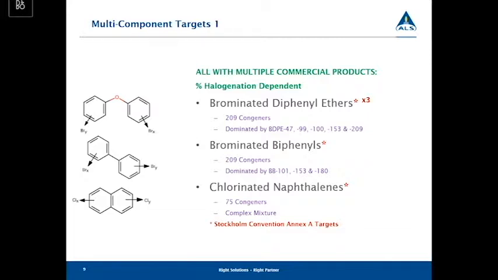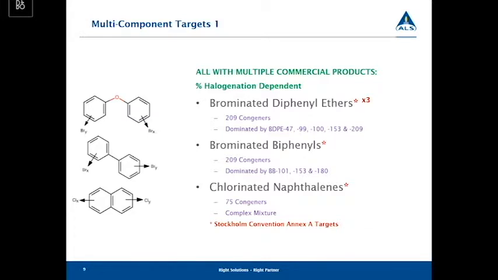Now onto the subject of the structures. The multi-component targets that have been used a lot historically, especially the brominated diphenyl ethers, brominated biphenyls as well, and chlorinated naphthalenes a bit. These are all polyhalogenated aromatics, two rings, and depending on how much chlorination or bromination, that depends on what products. So there are a number of products. You'll note that all three of these classes are on the Stockholm Convention Annex A targets. In fact, the brominated diphenyl ether hits it 3 times because of the different products from different levels of bromination.